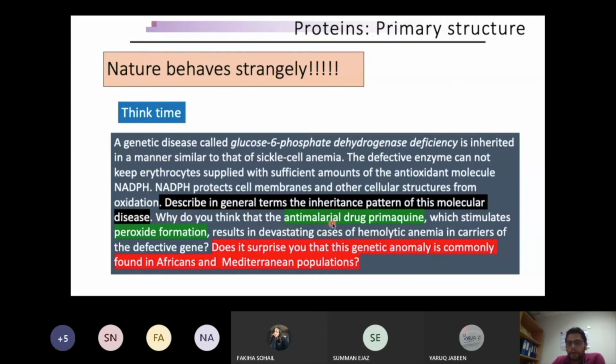Why do you think the antimalarial drug primaquine, which stimulates the peroxidase formation, results in devastating cases of hemolytic anemia? ठीक है, अगर एक एंटी मलेरियल ड्रग आप इस्तेमाल करें इन पेशेंट्स के अंदर, तो वो उन पेशेंट्स के लिए क्यों खतरनाक है जिनके अंदर ये डिफेक्टिव जीन मौजूद है? क्या वजह हो सकती है? Does it surprise you that this genetic anomaly is commonly found in Africa and Mediterranean populations?